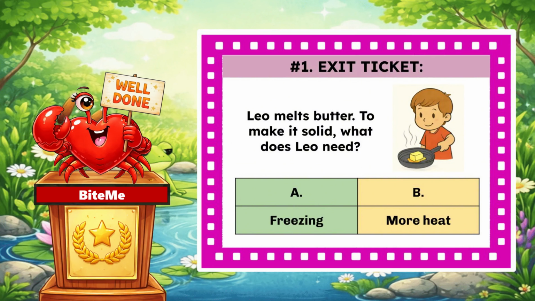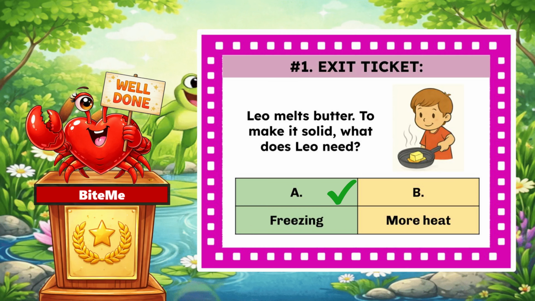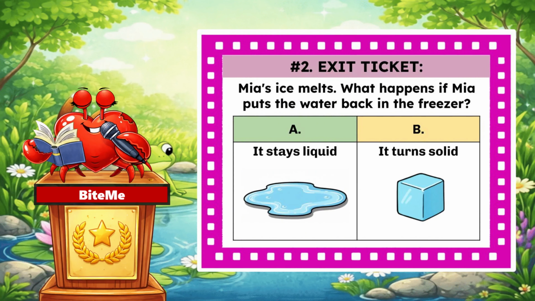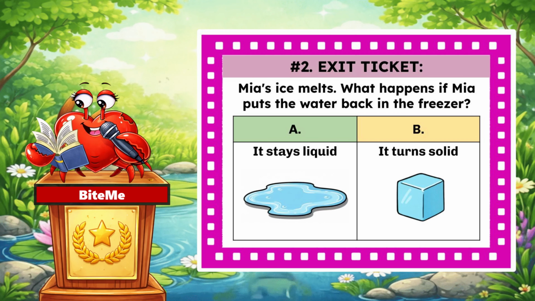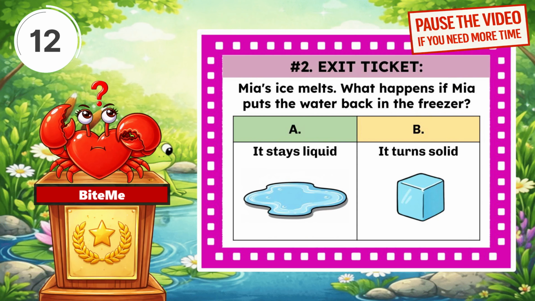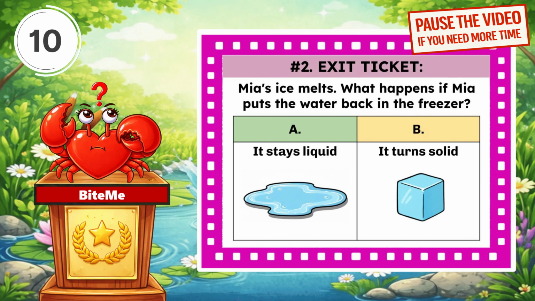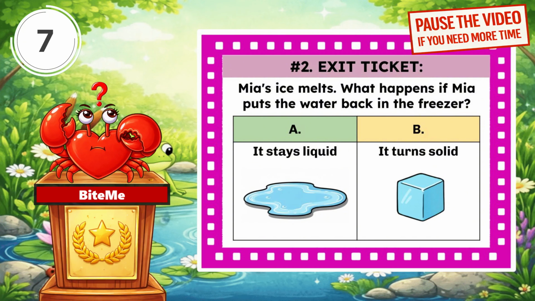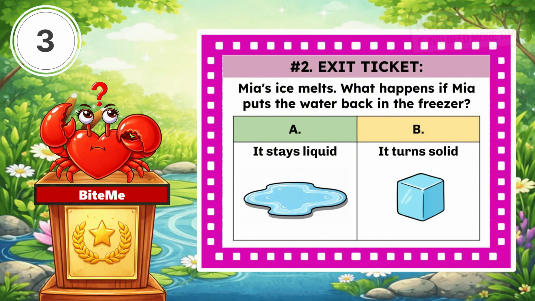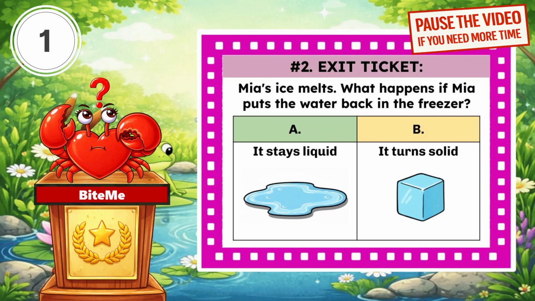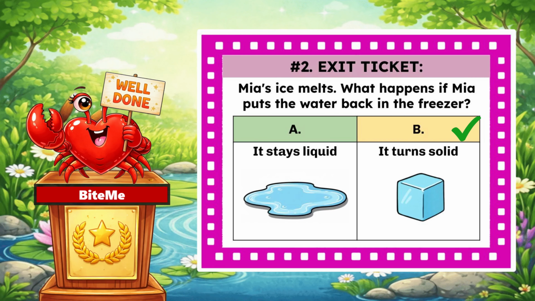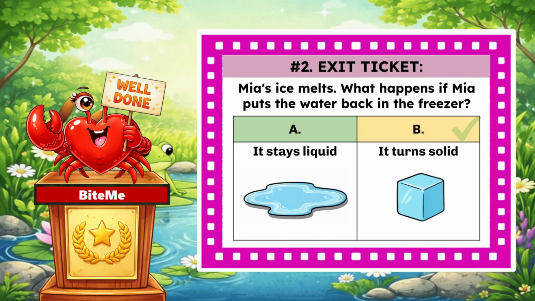And the correct answer is letter A, freezing. Mia's ice melts. What happens if Mia puts the water back in the freezer? And the correct answer is letter B, it turns solid.